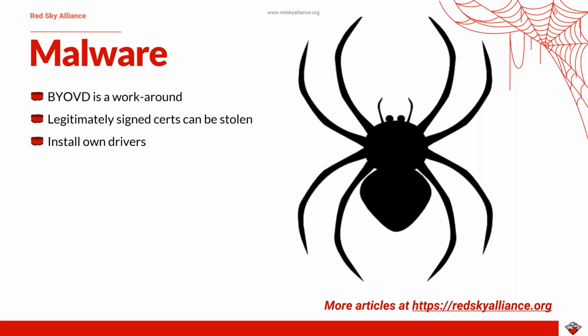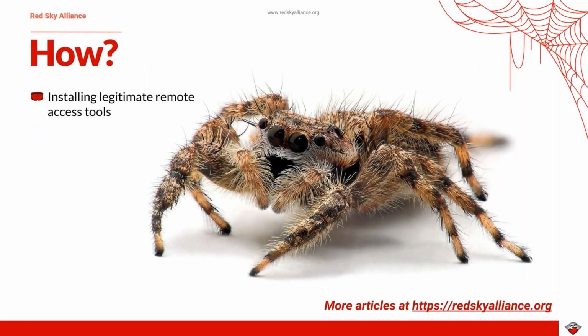The legitimately signed certificates can be stolen, or attackers find workarounds that allow them to self-sign their own certificates. But no matter how they're obtained, they can then secretly run and install their own drivers on systems to disable security products and hide their activity. One of the ways they do this is by not using malware, but instead installing a range of legitimate remote access tools to ensure persistence on the compromised system.